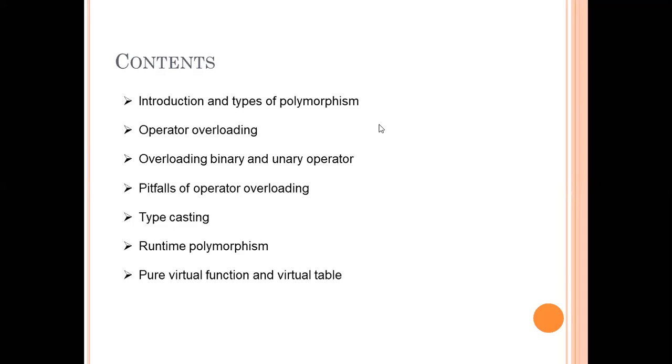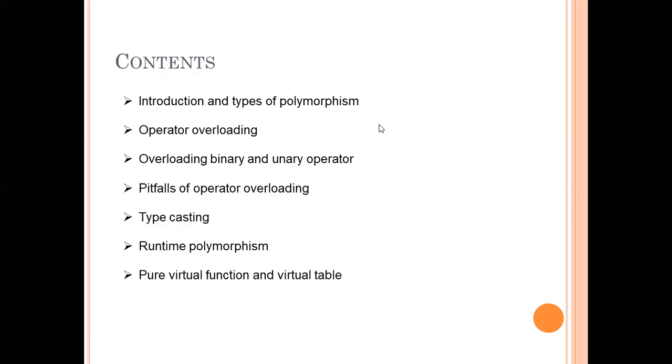Then typecasting, or type conversion, we can say. Normally these are features used as a part of polymorphism, and one of the types of polymorphism is where we get virtual functions, virtual tables, or pure virtual functions, which we have discussed already in the previous session related to polymorphism. So types also we have discussed.